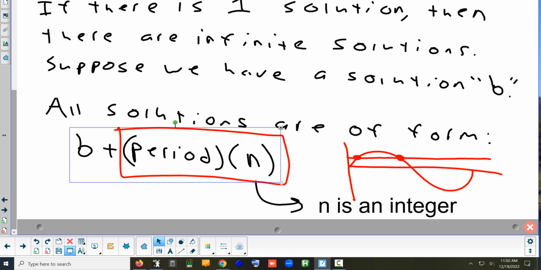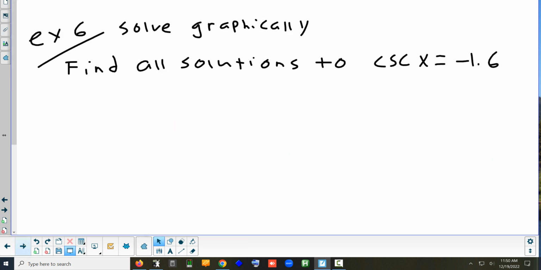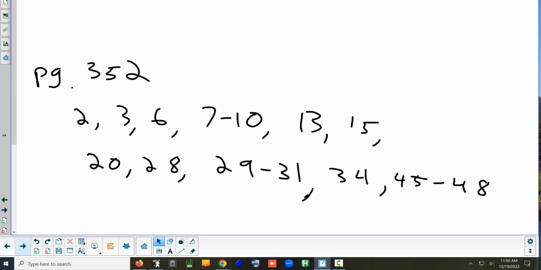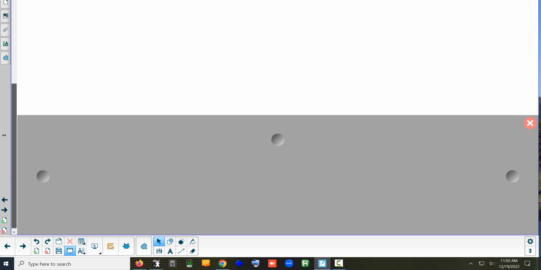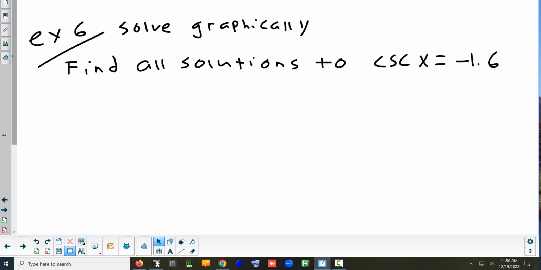We've kind of already discussed this, yeah. We've just never had to solve a trig equation with a secant or a cosecant. We did it with sine and cosine on the last test. So let's try a cosecant.